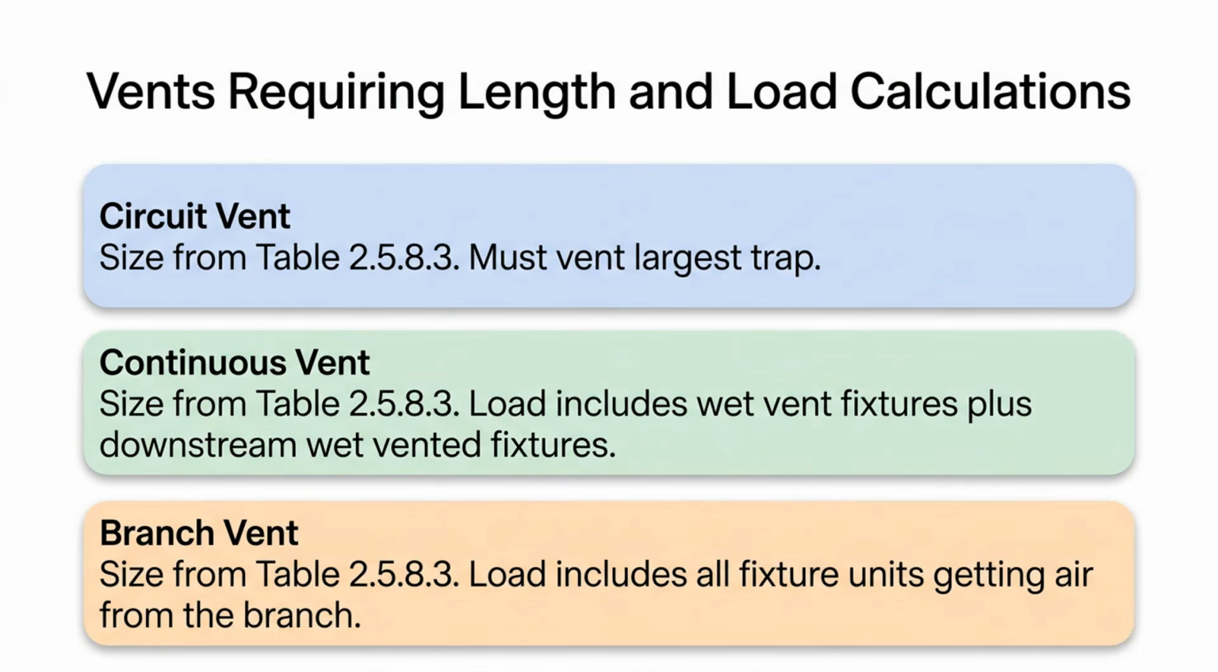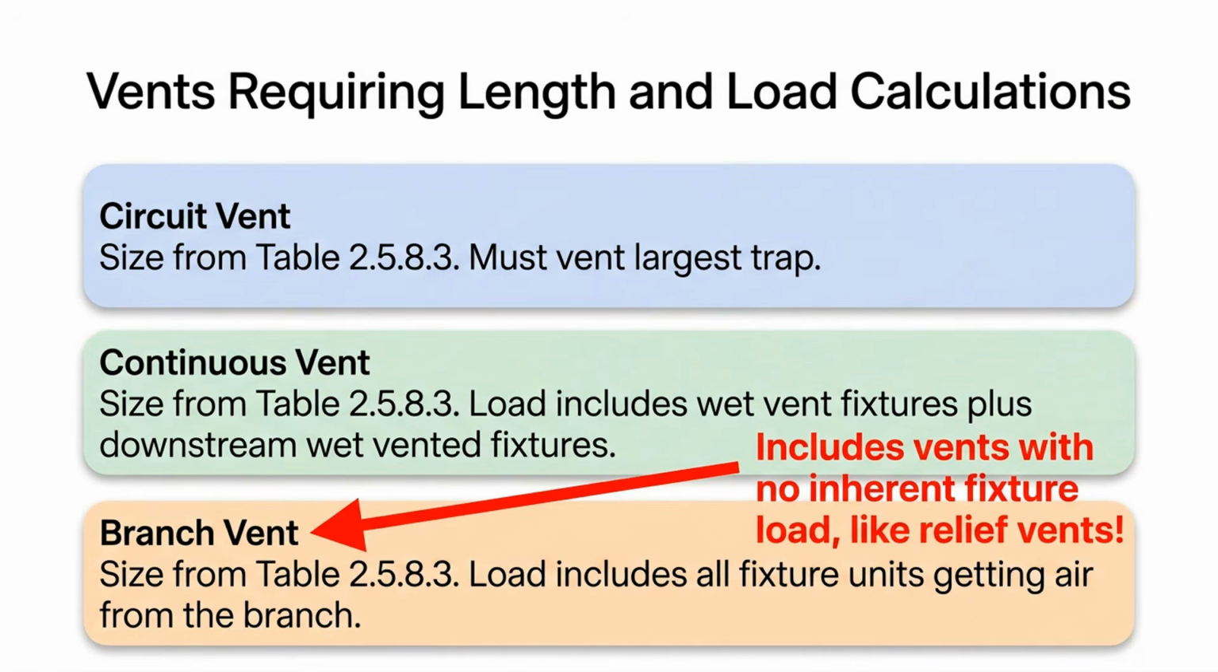Circuit, continuous, and branch vents all require you to calculate both the length of the pipe and the total hydraulic load, or fixture units. You will use Table 2.5.8.3 to determine their minimum sizes. A crucial detail for branch vents: when calculating the fixture units, you must count all fixtures that get their air supplied by that branch. This even includes fixtures attached to relief vents, which normally do not carry a fixture unit load on their own.